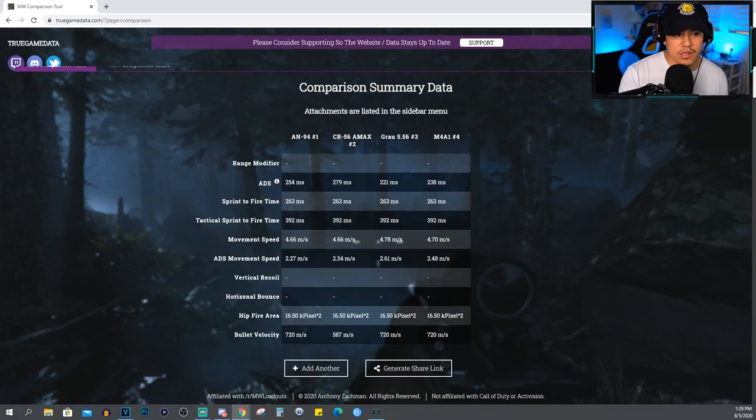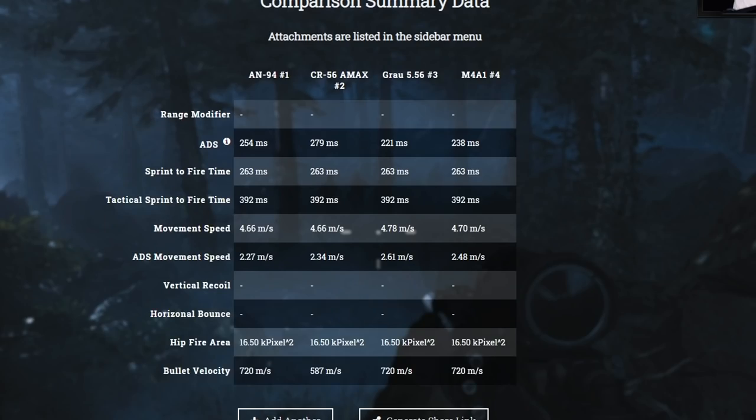All right, so taking a look at the comparison of the aim down sight speed, it's not the absolute worst for aim down sight speed. The CR56 actually has the slowest aim down sight speed. Keep in mind, these are just basic stats. These are no attachments added. The Grau still has the best mobility as far as aim down sight speed goes.